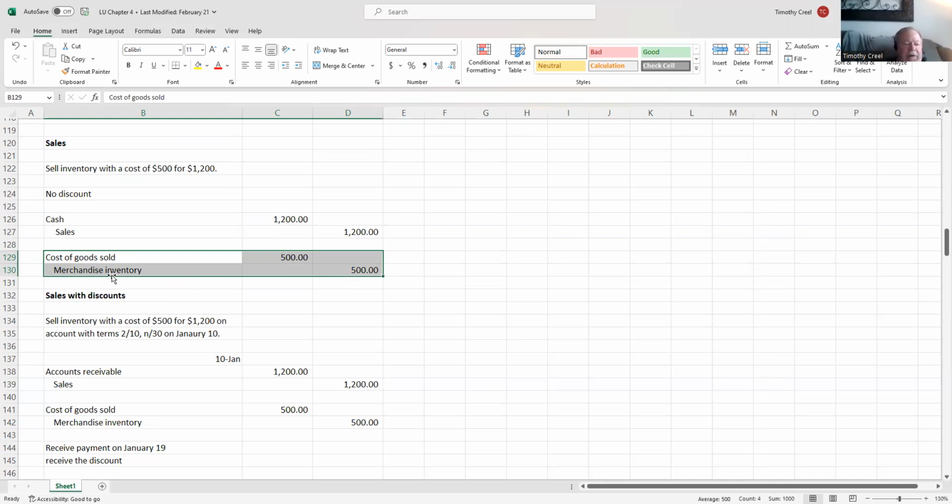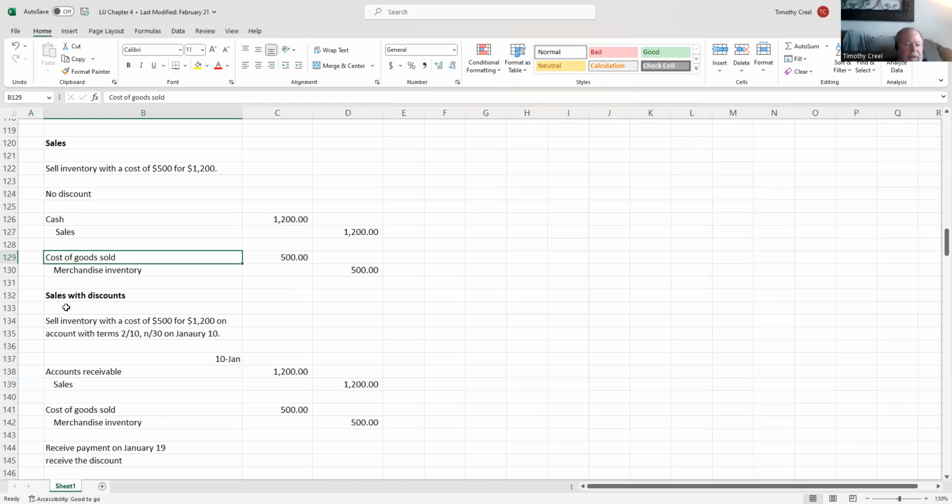Now, there's a new account here called cost of goods sold that you haven't seen before. Cost of goods sold represents the cost of any inventory items that are being sold.